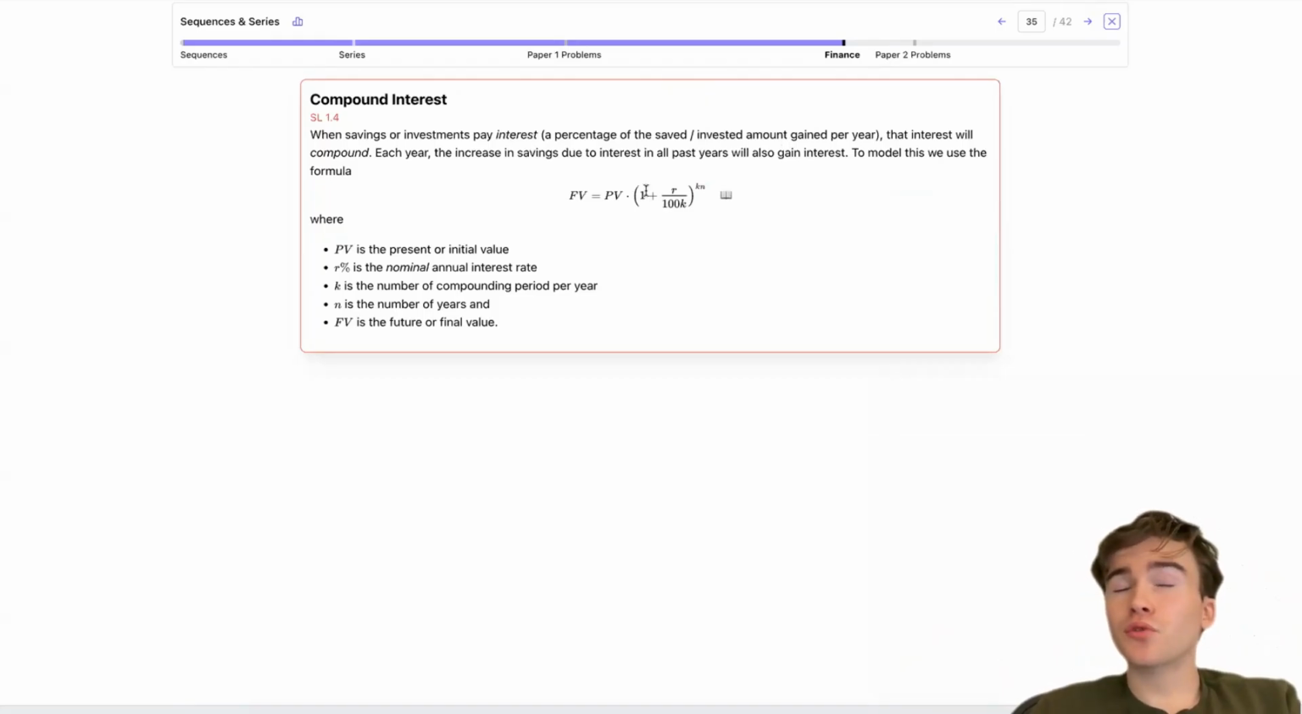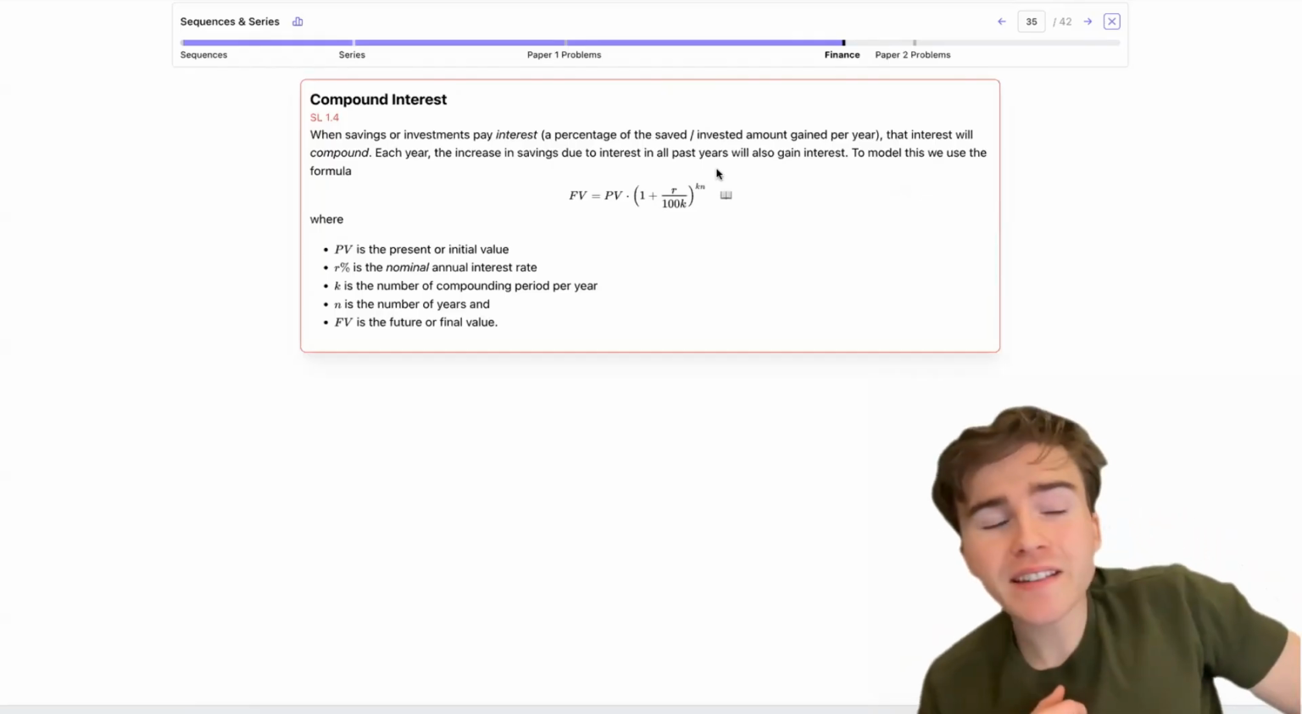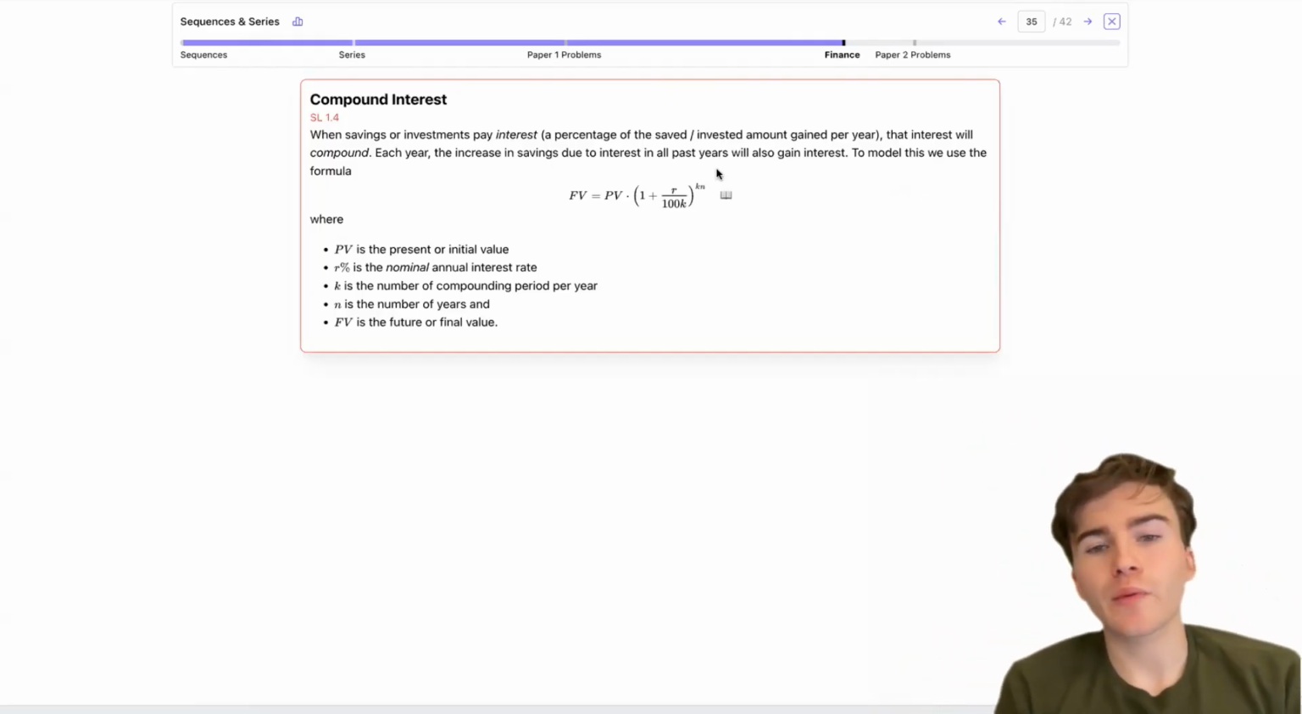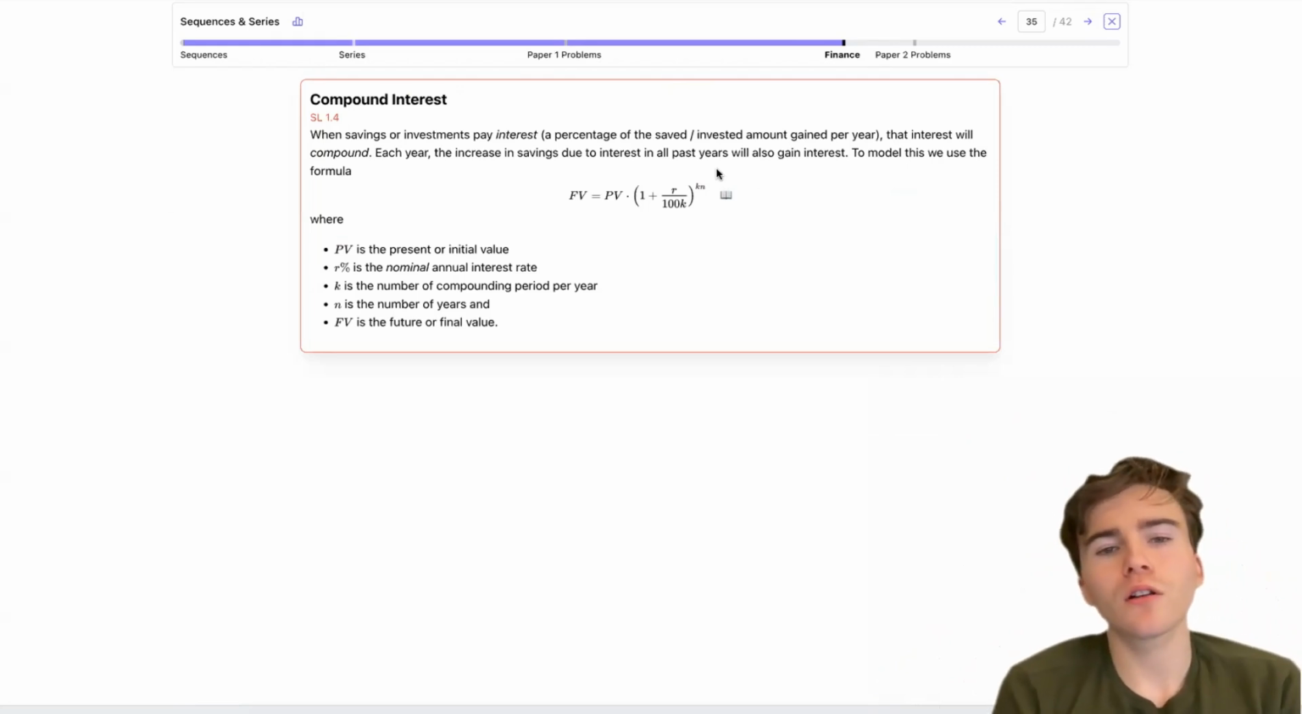It doesn't show up too much at higher level. It's more common at the standard level, but it definitely can show up on your exams. And basically, we realized that we can use geometric series to model this phenomenon of compound interest.